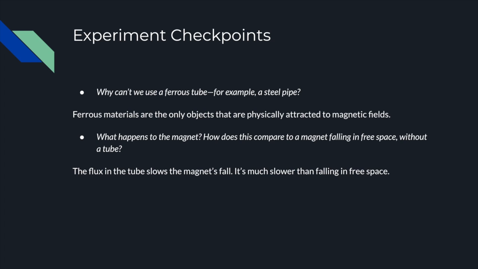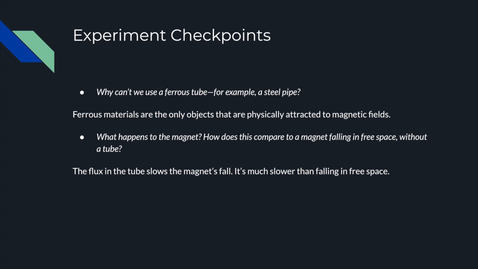During the experiment checkpoint, we addressed a few questions. Why can't we use a ferrous tube, for example, a steel pipe? Ferrous materials are the only objects that are physically attracted to magnetic fields. Therefore, we can't use a ferrous tube because it would be magnetized when approached by the magnet.